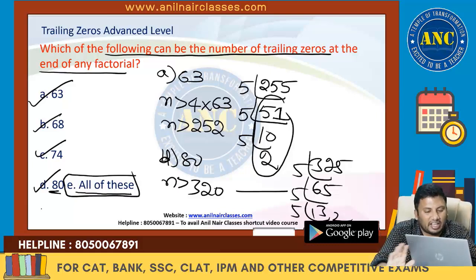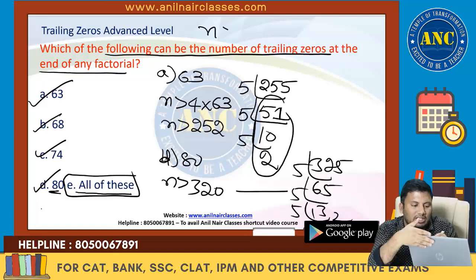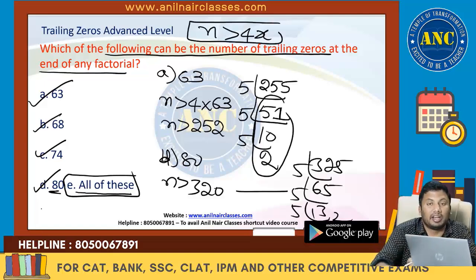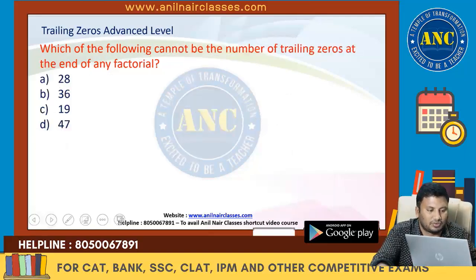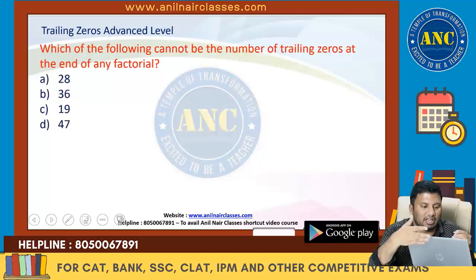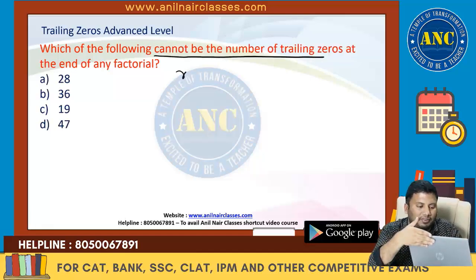n is greater than 4x. In all the questions, what is the concept which I am using? n is greater than 4x is the concept which I am using. I hope these three problems are clear to you. n is greater than 4x. Next one. These cannot be the number of trailing zeros. n is greater than 4x.